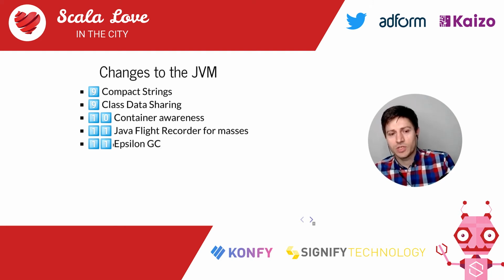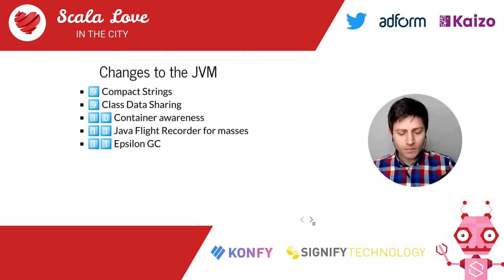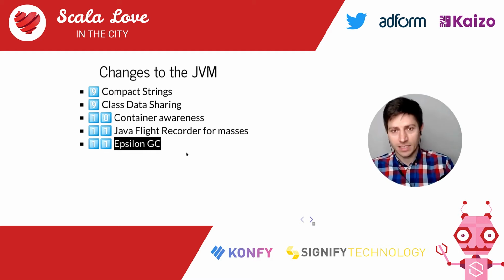We have a new garbage collector, Epsilon GC, which is a very interesting kind of garbage collector because it doesn't collect the garbage. I mean, it's very useful if you're sure your application won't, for example, consume all the available memory, or if you need that for benchmarking, then Epsilon GC might be quite handy.